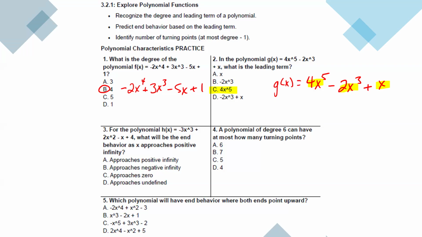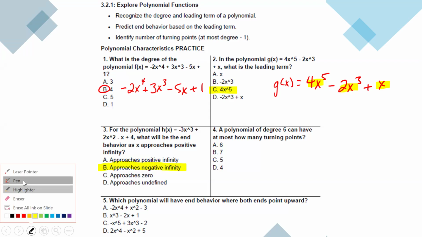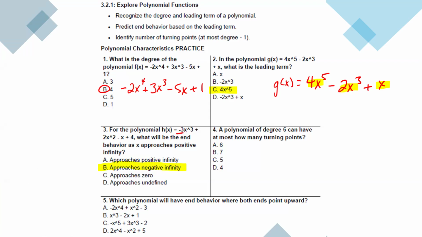Okay. So based on this, as x approaches positive infinity, which means I'm going to the right, what are my y values doing? They're going down, so they're approaching negative infinity. So again, like we said, because it's a negative leading coefficient, the right side is going down. Because it's an odd degree, the left side is doing the opposite and going up, right?